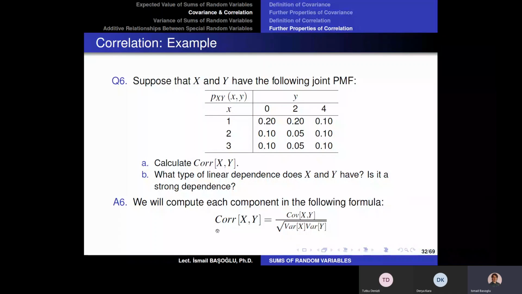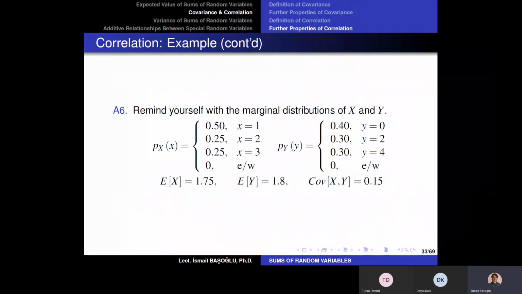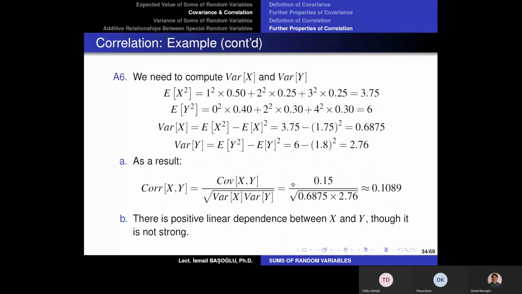The correlation between x and y is formulated as the covariance of x and y divided by the square root of the variance of x and variance of y. And if you remember in earlier questions, we have already calculated the covariance of x and y, which was equal to 0.15, and the expected value of x and expected value of y was 1.75 and 1.8. Now, we would like to calculate the variance of x and variance of y now, so we can have complete information on this formulation.